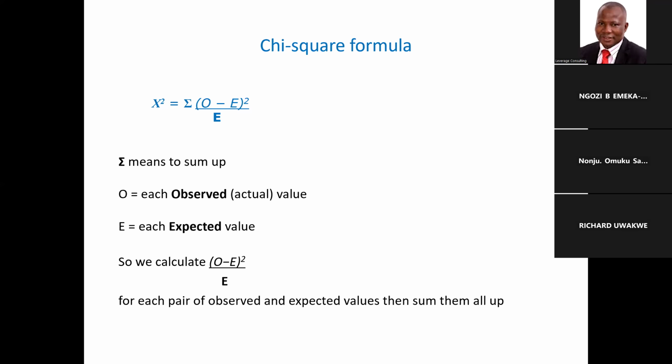Chi-square is written like x square, which is what we use to denote chi-square. The thing is, it's a Greek letter, not x: chi. Chi-square, you square it. Sigma means summation of observed value minus expected value, squared, over expected value.